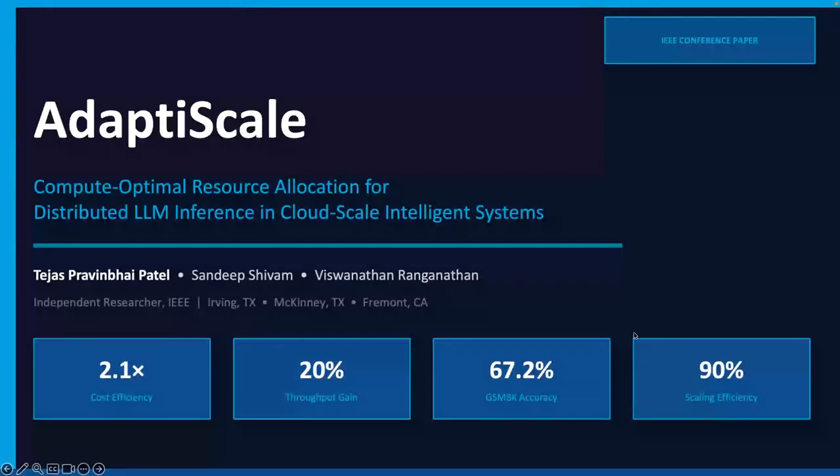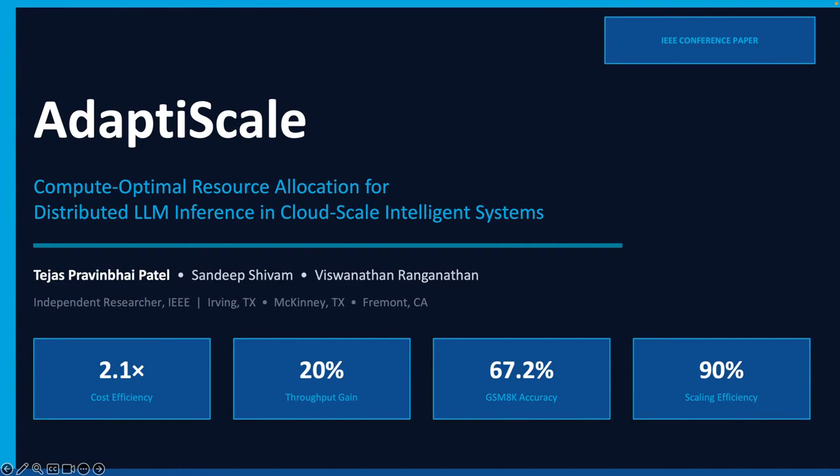Hi, my name is Sejaswini Patel, and I'm a business researcher and a deputy senior member. I'm in Texas, and I'm presenting a joint work with Sandeep and Vishwanathan. Our paper is titled Compute Optimal Resource Allocation for Distributed Large Language Model Inference in Cloud Scale Intelligence System. And the system we introduce is called Rapid Scale.